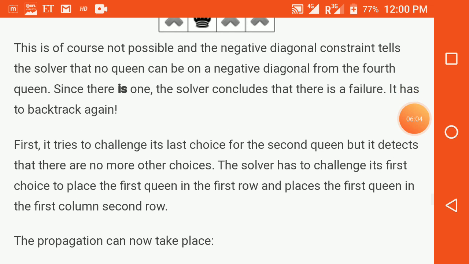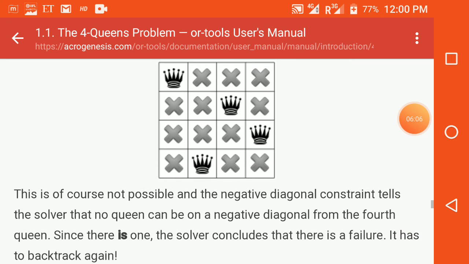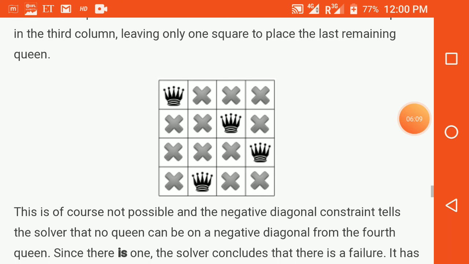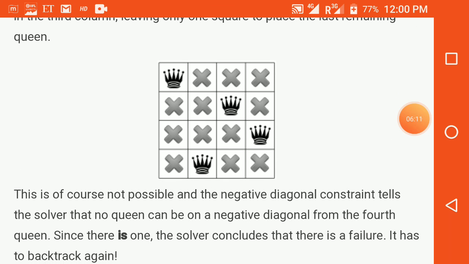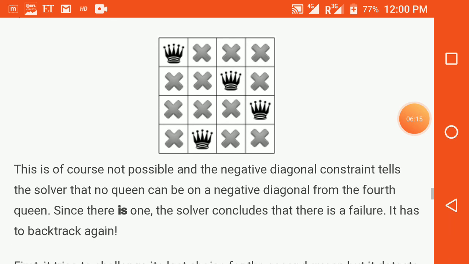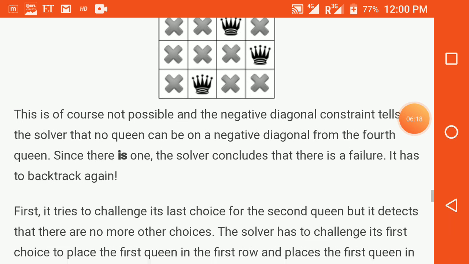In this way it has to backtrack to the previous step and find a new place where it has to be placed, and if it follows the constraints, then that will solve the problem.